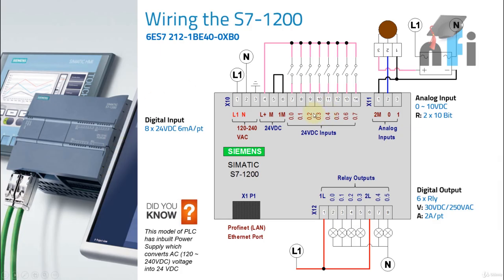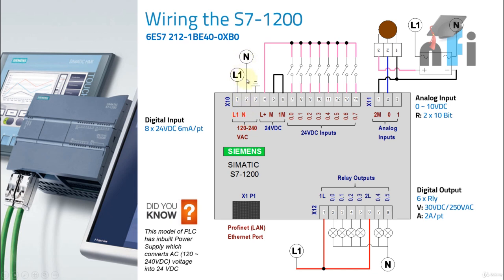Okay, so starting with wiring the S7-1200, we are using this model number. This representation of wiring is of this model number, so you can check your PLC as well. The basic fundamentals are pretty much the same. Starting with, we have seen the line 1 and neutral.